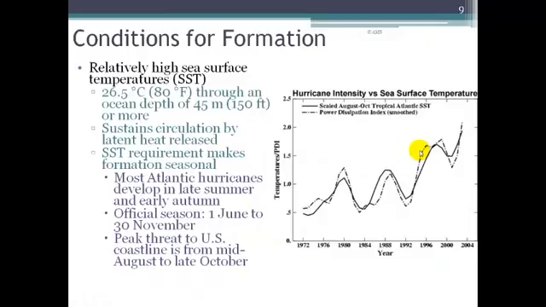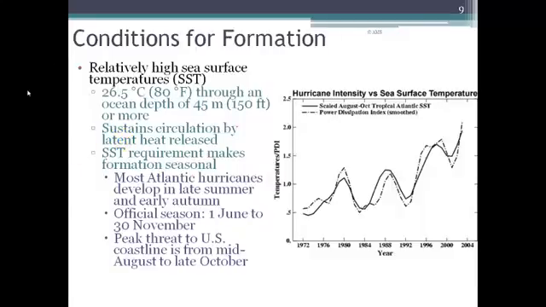The conditions for hurricane formation include high sea surface temperatures. So by high temperatures, we're talking about 80 degrees Fahrenheit through a depth of about 150 feet, so a pretty deep chunk of warm ocean water. And this is going to sustain circulation because that warm, moist air is going to be releasing latent heat as the liquid water evaporates into water vapor.